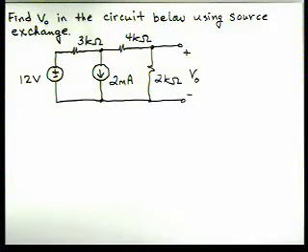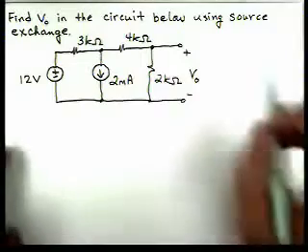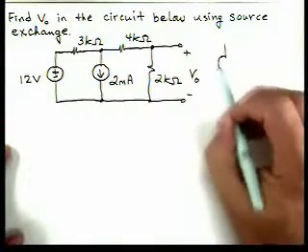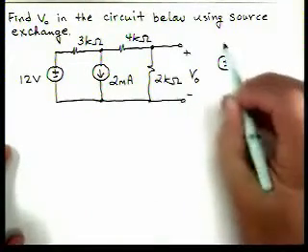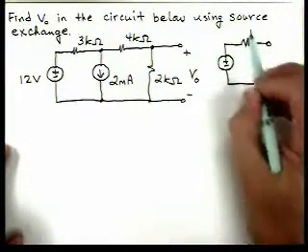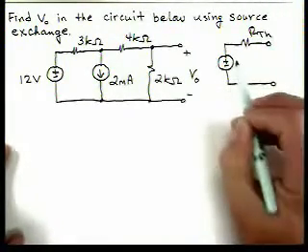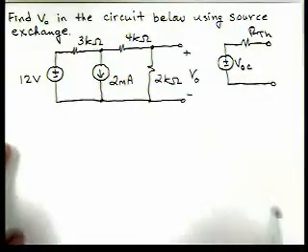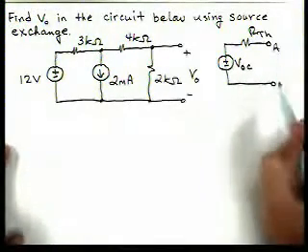In this problem, we're asked to find V0 in the circuit below using source exchange. And if you'll recall, when using source exchange, basically we transform from a voltage source in series with a resistor, and we'll just use variables from Thevenin equivalent, A and B.